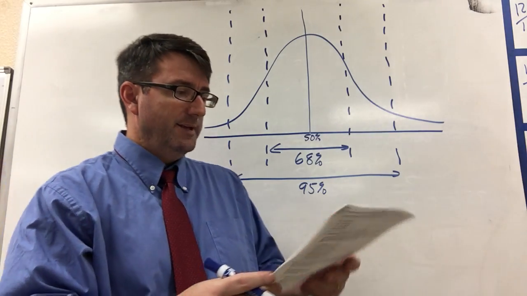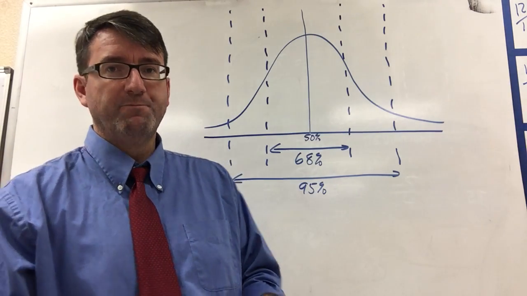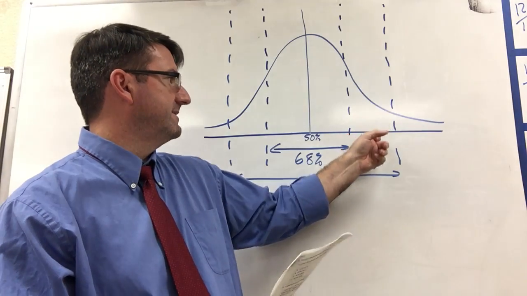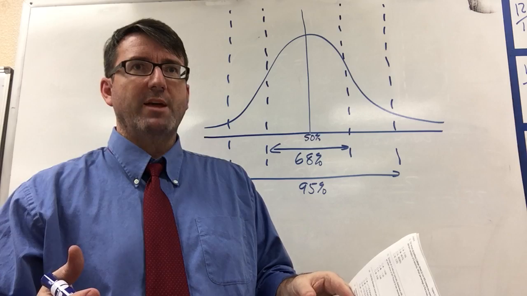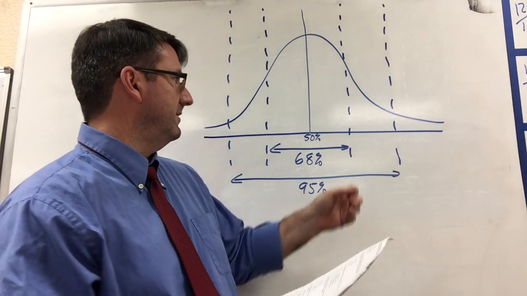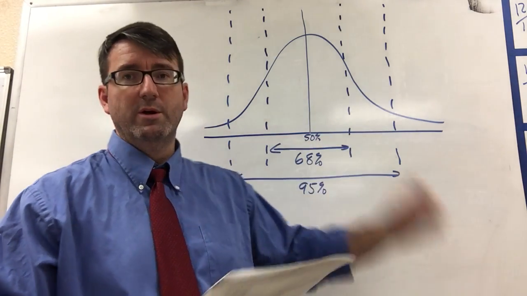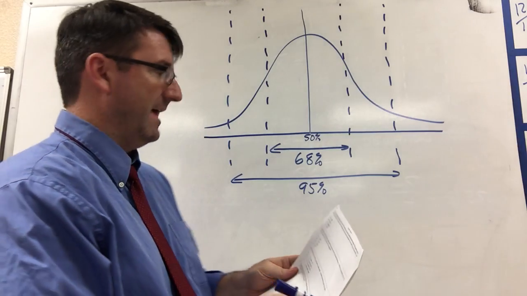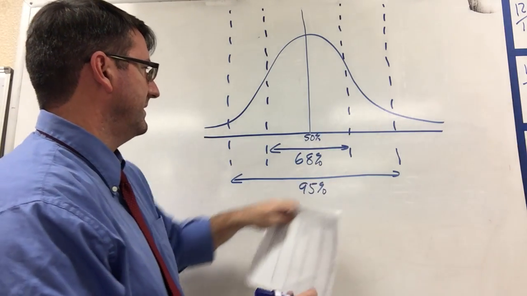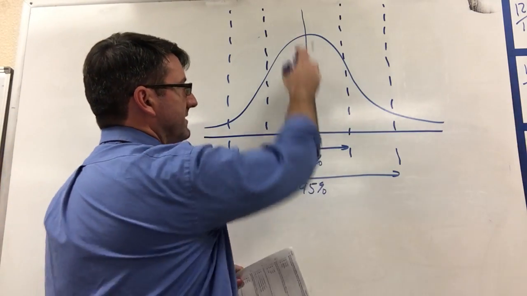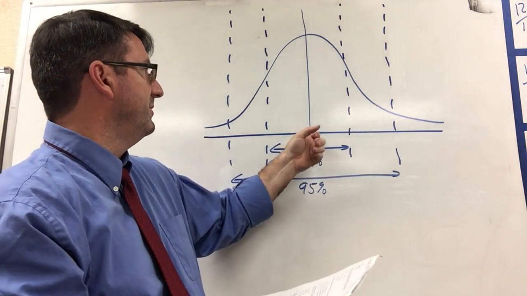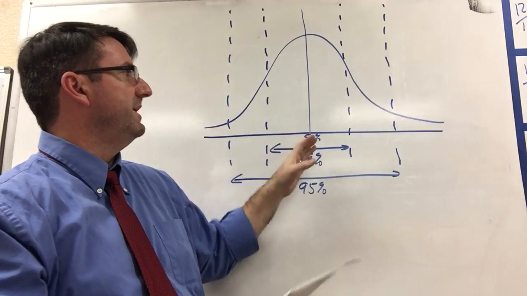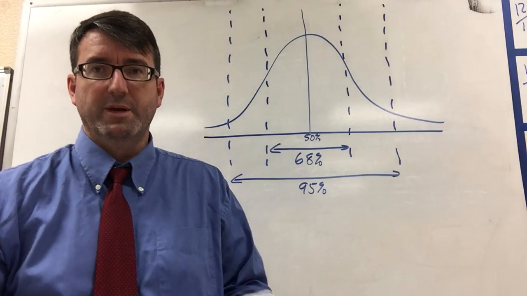All right, next, to find the percentile is the percent of scores that are below the value. So notice here that in a standard or a normal distribution, 50% of the values are going to be above the mean and 50% are going to be below the mean.